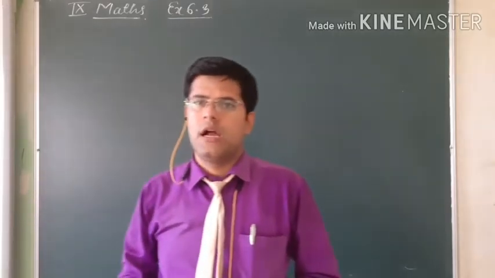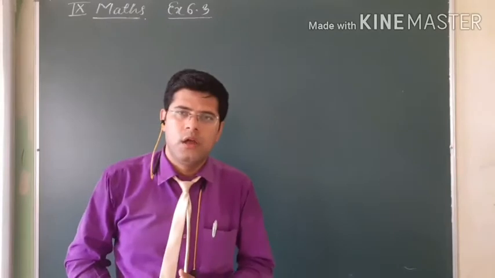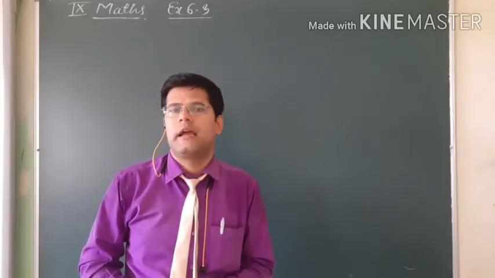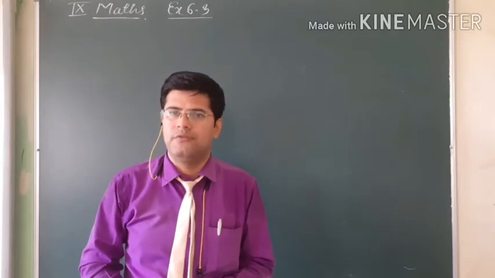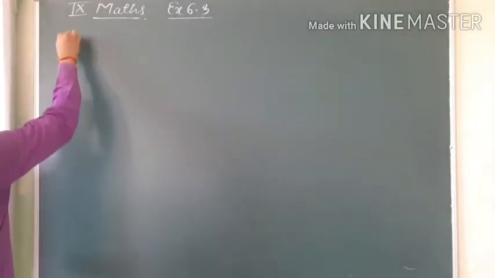Today I am going to start exercise 6.3. Before starting this exercise, I am going to give you two proofs. First, the angle sum property of a triangle. Second, the exterior angle property of a triangle. Now let's move to the first, the angle sum property.